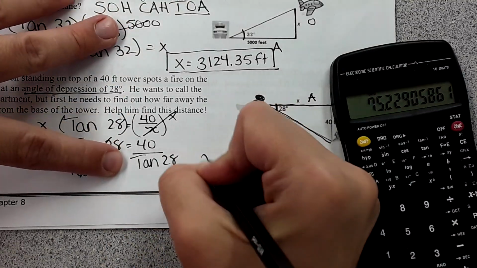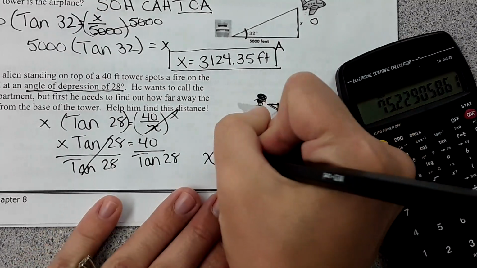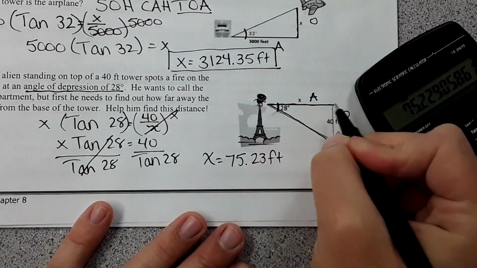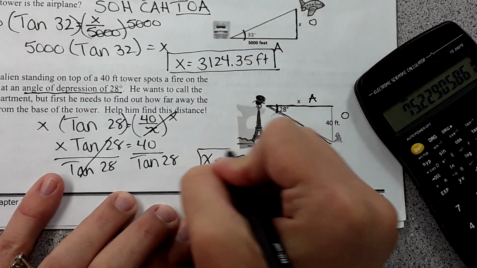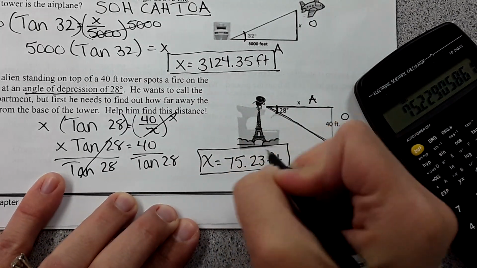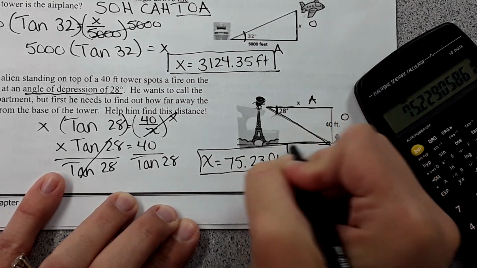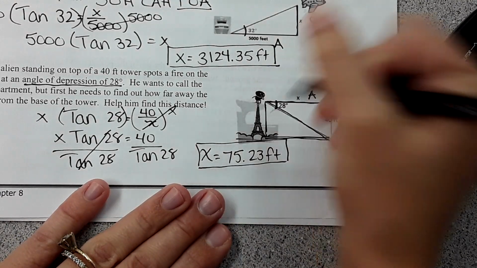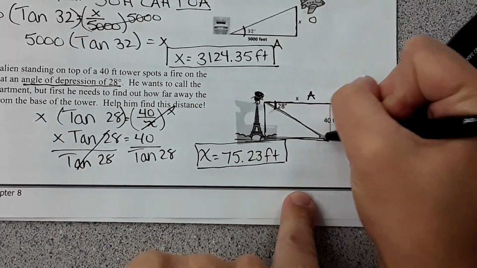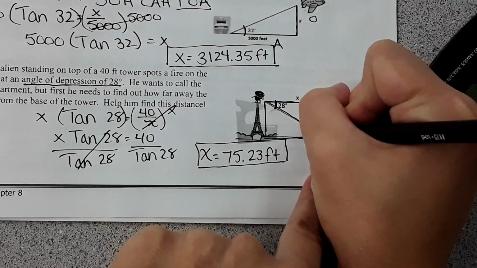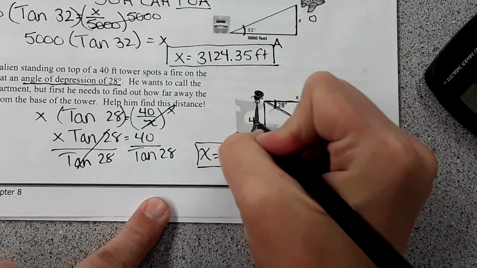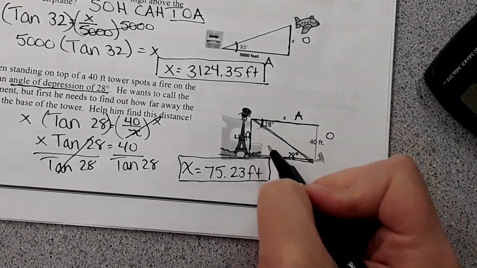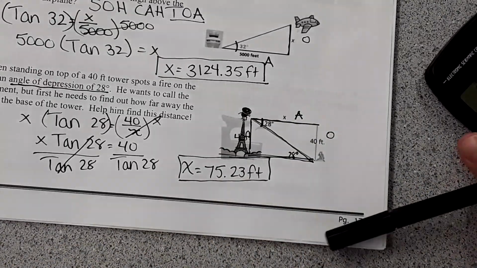So x equals 75.23 feet. That is the distance from the alien to the fire on the ground. So it's this distance here. And notice there are two triangles here you could work with. This angle of depression, remember, is the same as the angle of elevation. So this is also 28 degrees. This is also 40 feet, the height of the tower. So if you wanted to draw that triangle the other direction, it would work the same exact way.